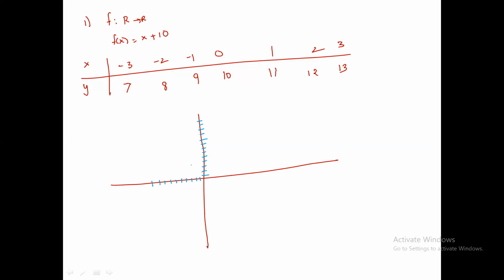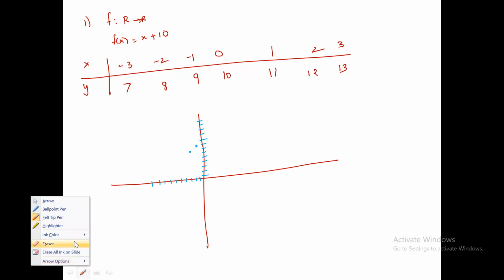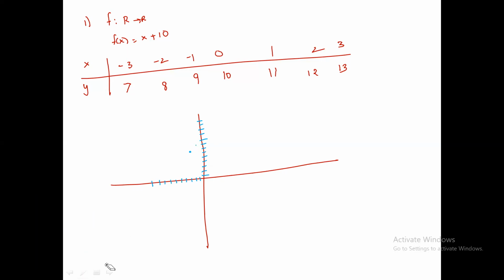-3, 7. Where will it be? 1, 2, 3, 4, 5, 6, 7. Somewhere here. -2, 8, a little nearer. -2, 8. -1, 9. 0, 10. 1, 11. 2, 12. 3, 13. This is how we will have the graph when you do it. You can extend this.